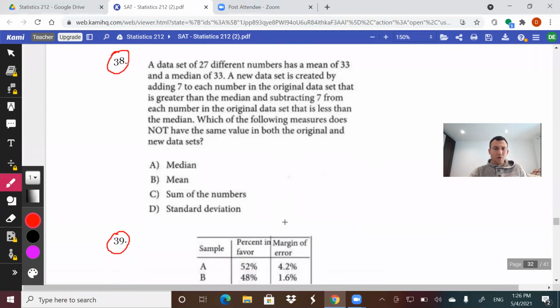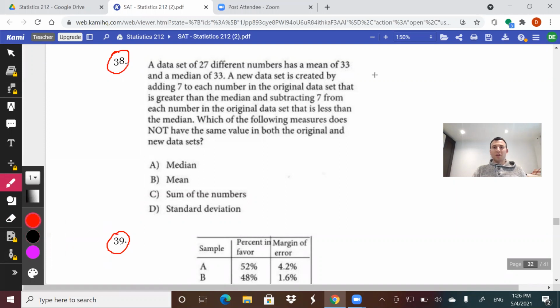Let's do 38 and 39 real quickly. So 38. A data set of 27 different numbers has a mean of 33 and a median of 33. A new data set is created by adding 7 to each number in the original set that is greater than the median and subtracting 7 from each number in the original set that is less than the median. Which of the following measures does not have the same value in both the original and the new data set?